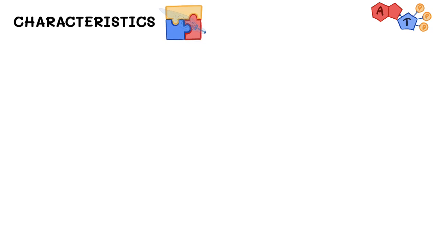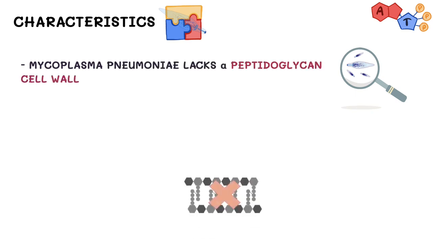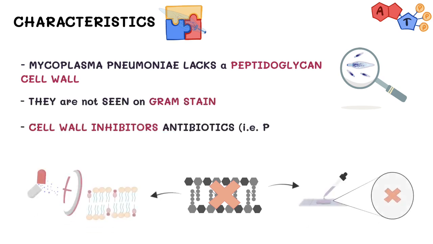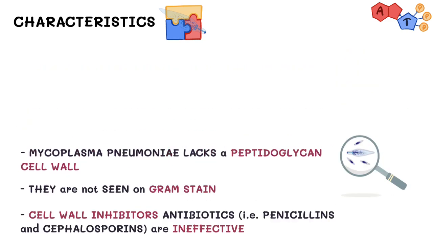Let us begin by talking about the features of this organism. As we've just mentioned, mycoplasmas are considered to be among the smallest free-living organisms. Their most striking feature is the absence of a cell wall made of peptidoglycan. Consequently, they're not seen on gram stain, and antibiotics that are commonly used to inhibit bacterial cell wall synthesis, such as penicillins and cephalosporins, are considered ineffective for this family of bacteria.